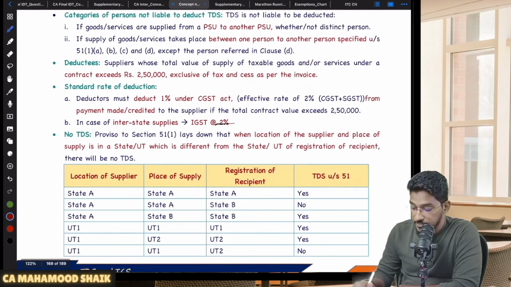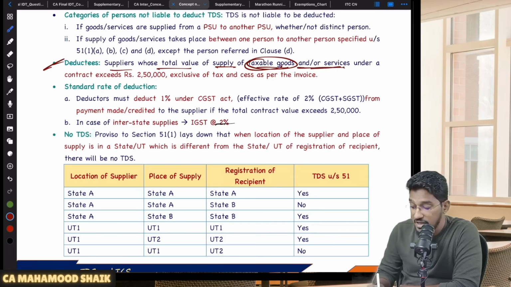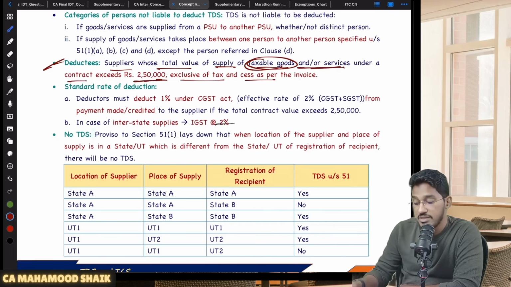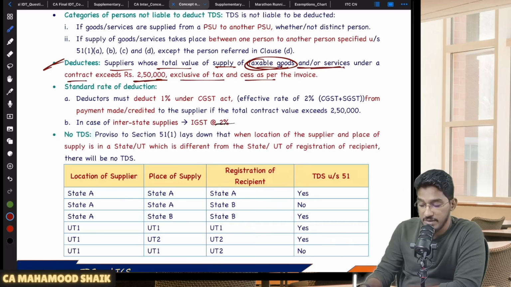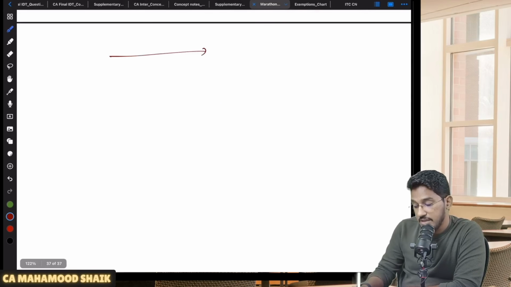So here, the total value of taxable goods and services under a contract must exceed 2,50,000, exclusive of taxes and cesses as per the invoice, then only TDS will become applicable. Now there are a few important points, a few intricacies which you need to remember. Let us say for example, the recipient is a specified recipient. Let us take PSU. They are receiving supplies.